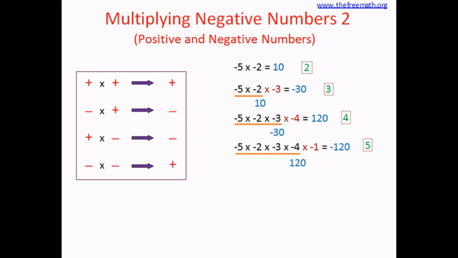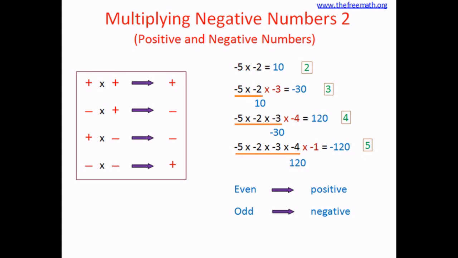You can conclude that when you multiply an even number of negative numbers, the product is positive. When you multiply an even number of negative numbers, that means 2 or 4 in this case. And when you multiply an odd number of negative numbers, that means 3 and 5 in our case, the product is negative. When you multiply an odd number of negative numbers, all the numbers should be negative, then the product is negative.